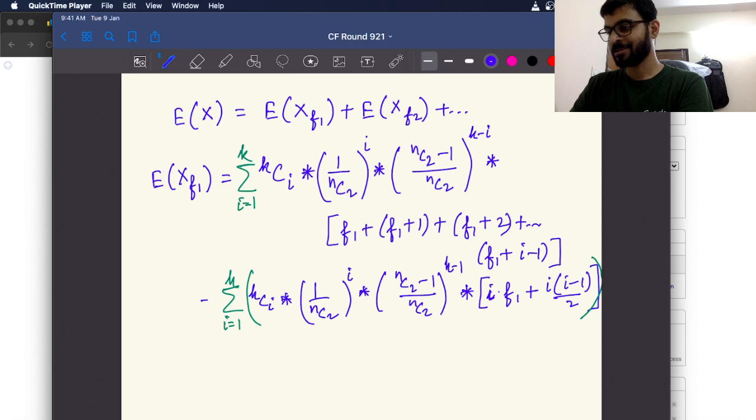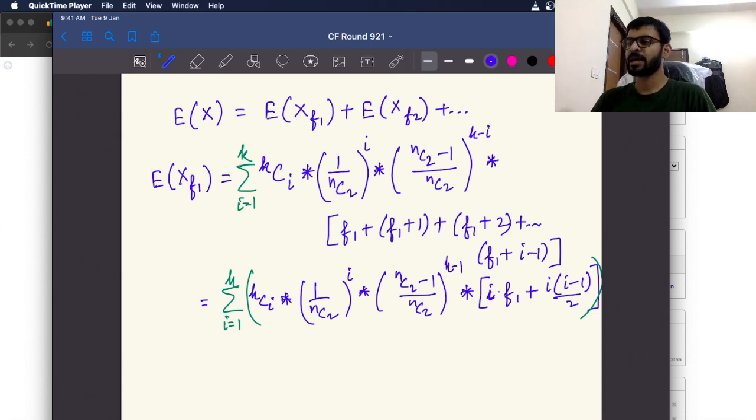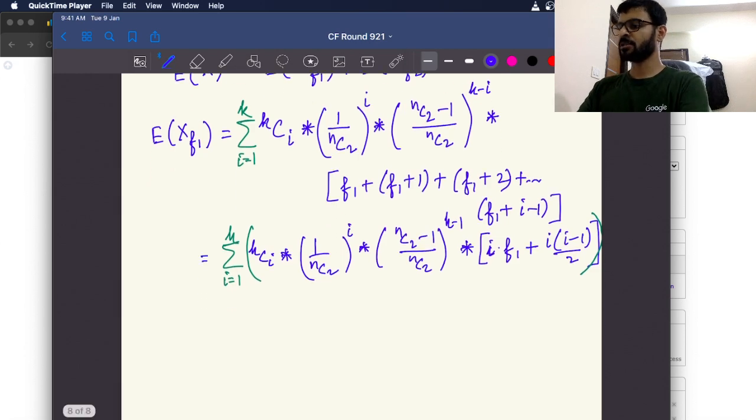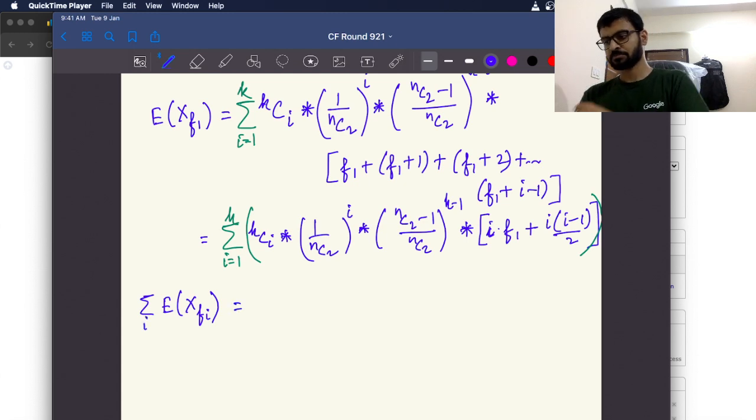And that's probably what some people refer to when they call Codeforces "Mathforces" nowadays. So this is some basic mathematics, and now you have to add it for all the fi's. Summation of the expectation of all the fi's for all i gives me the answer. This is my answer.